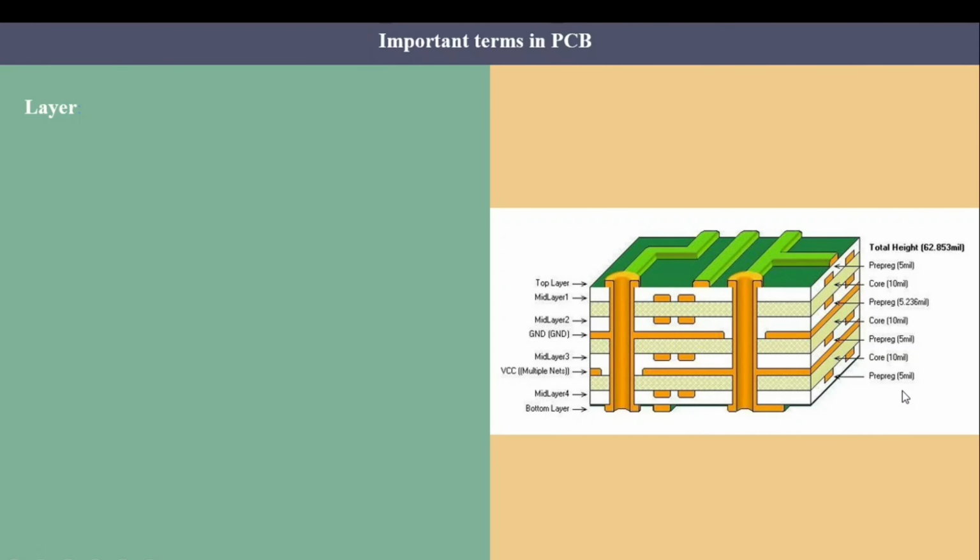So this way we have this multi-layered PCB where we have the ground and the VCC in between the PCB in different layers. Let's look at this layer. What is exactly layer? The PCB has different layers onto which the circuit is built.